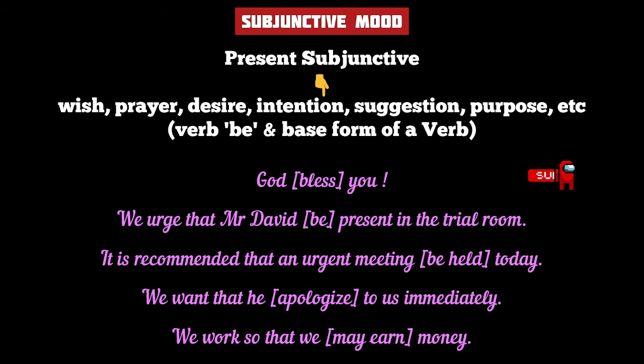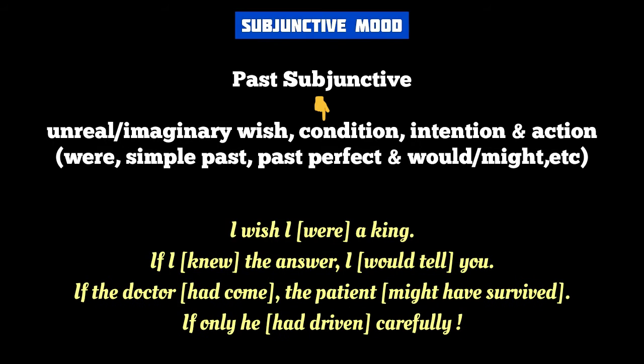So, obviously, in the previous sentences, in the principal clauses, the verbs "urge," "is recommended," and "want" are all in the indicative mood. But in the subordinate clauses, the verbs are in the present subjunctive mood. Well, now let's study the past subjunctive mood.